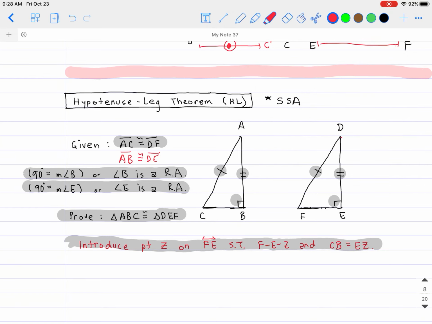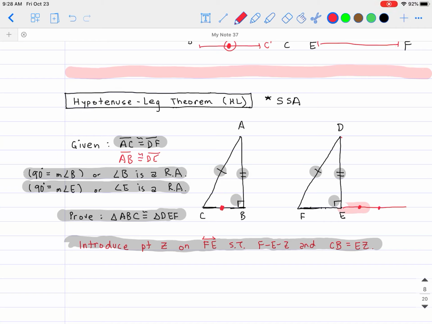And also CB, the length, is equal to EZ. So once again, we're going to use the point plot theorem to help us out in this case. So on the second triangle right here, here's what I'm doing. I am going to extend FE right here. I'm going to go ahead and extend the line.